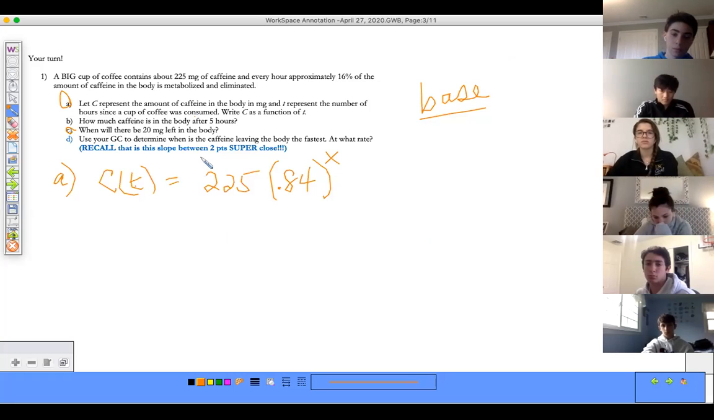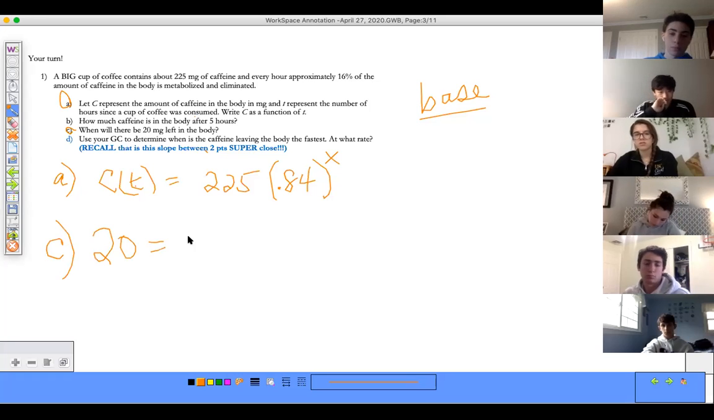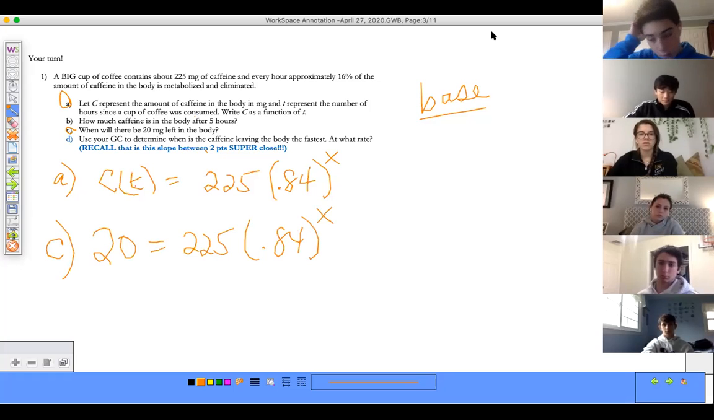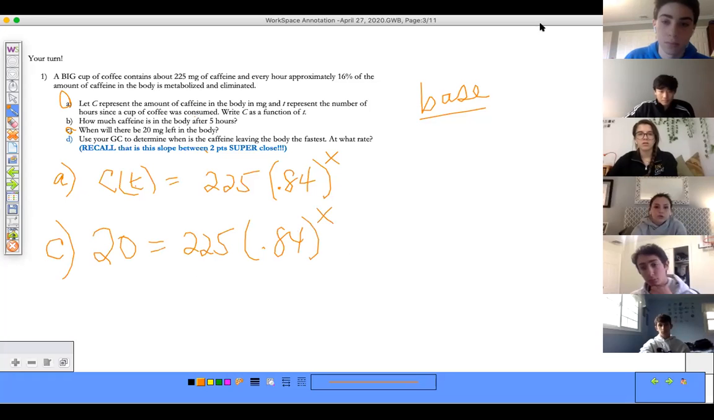Okay, everybody else, we're going to jump down to letter C. It's asking, when is there going to be 20 milligrams left in the body? So we're going to set the function equal to 20, and we have 225 times 0.84 to the x. George, did you write down the base? I'm waiting to see what the base is. Everybody else, how many of you are saying we're going to divide both sides by 225 first? Nope, the base is not 225.